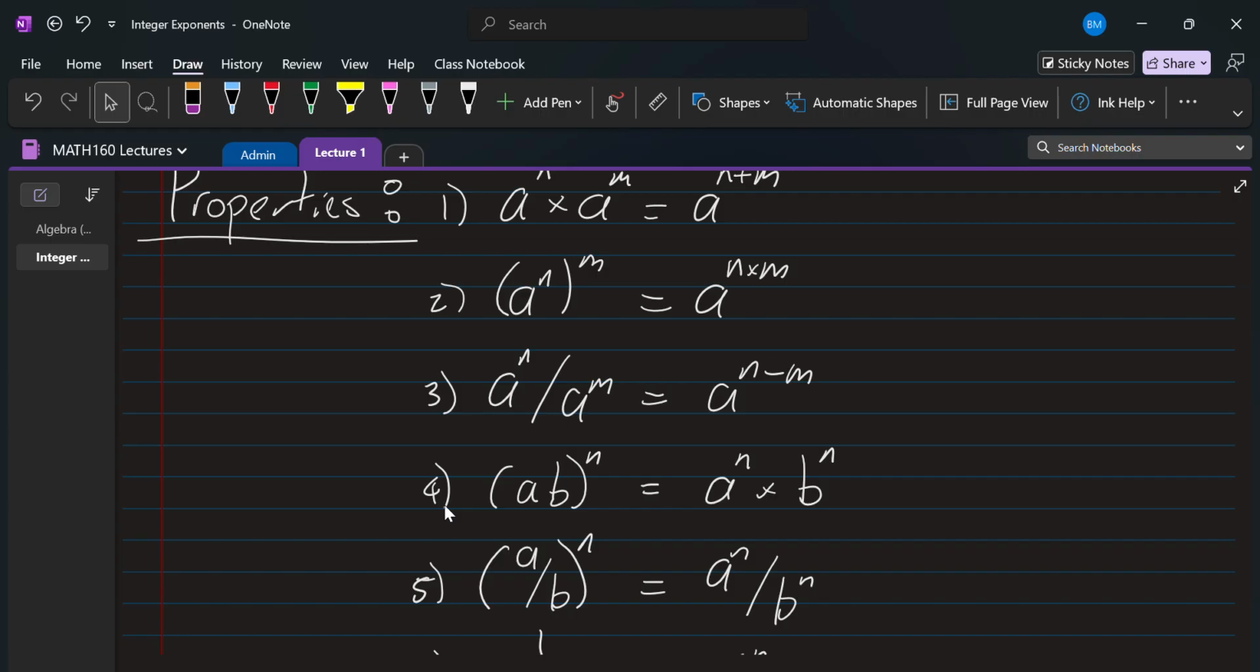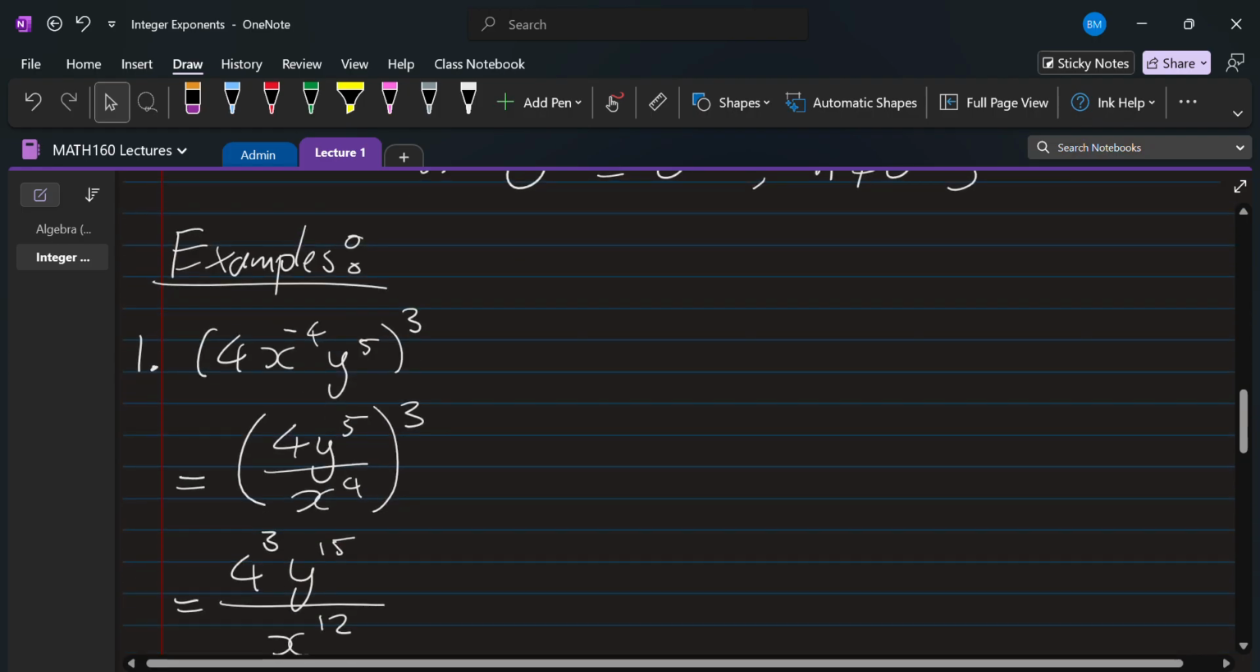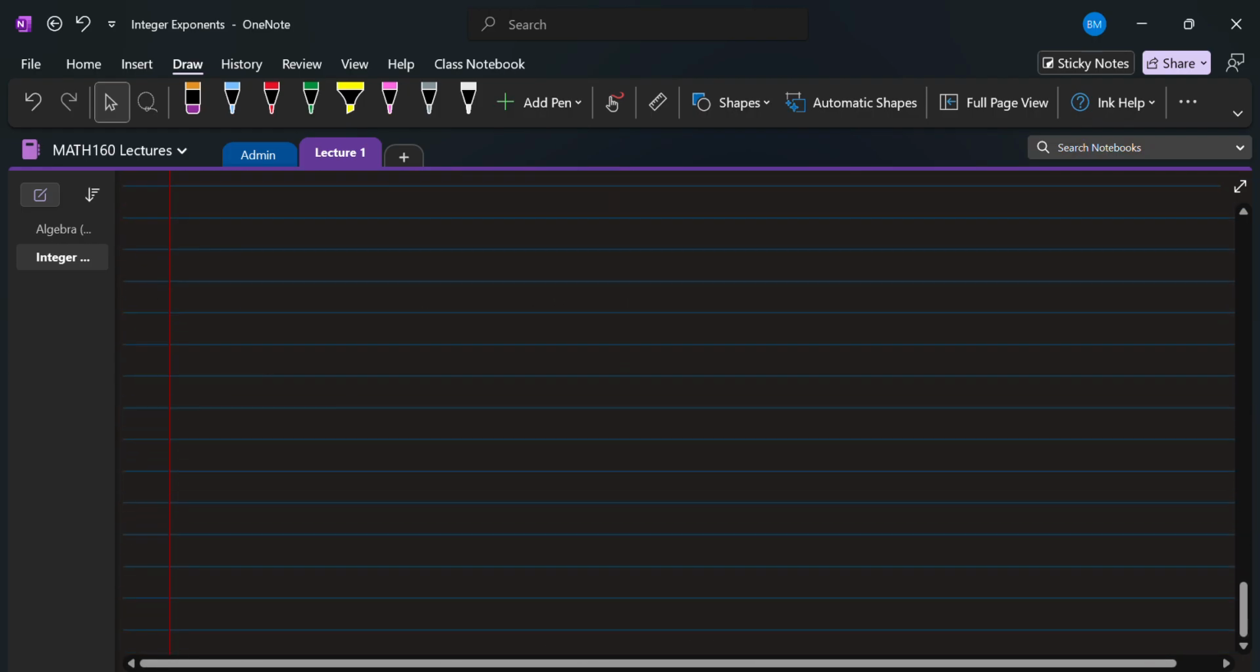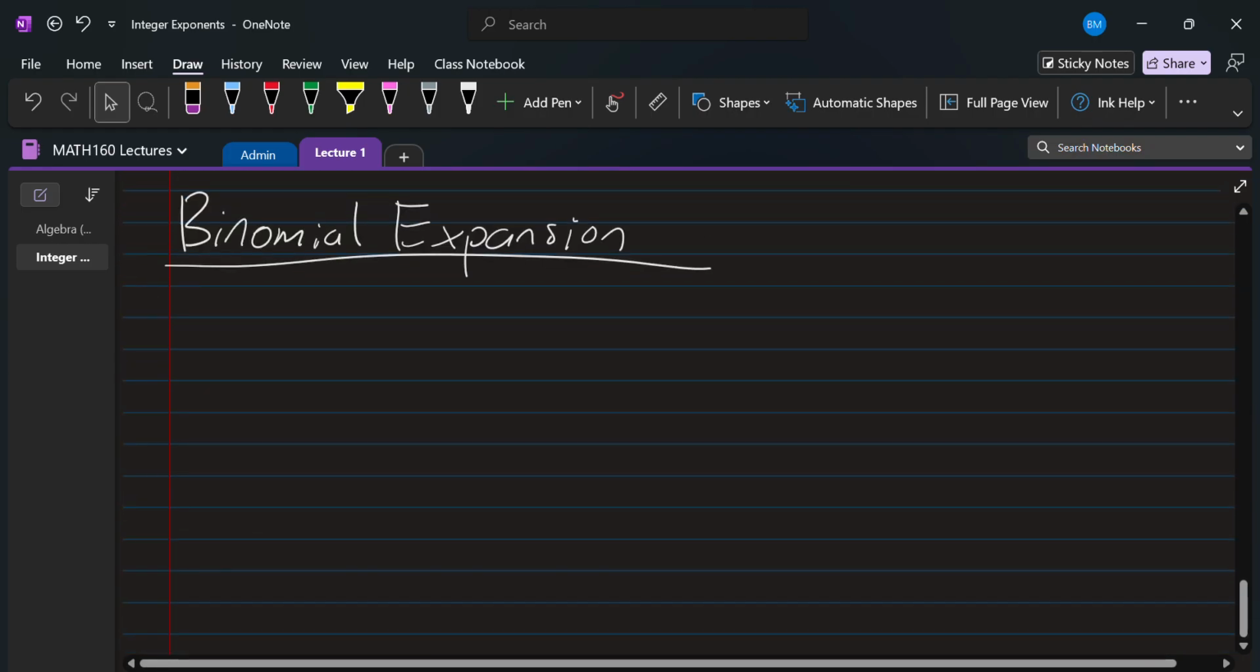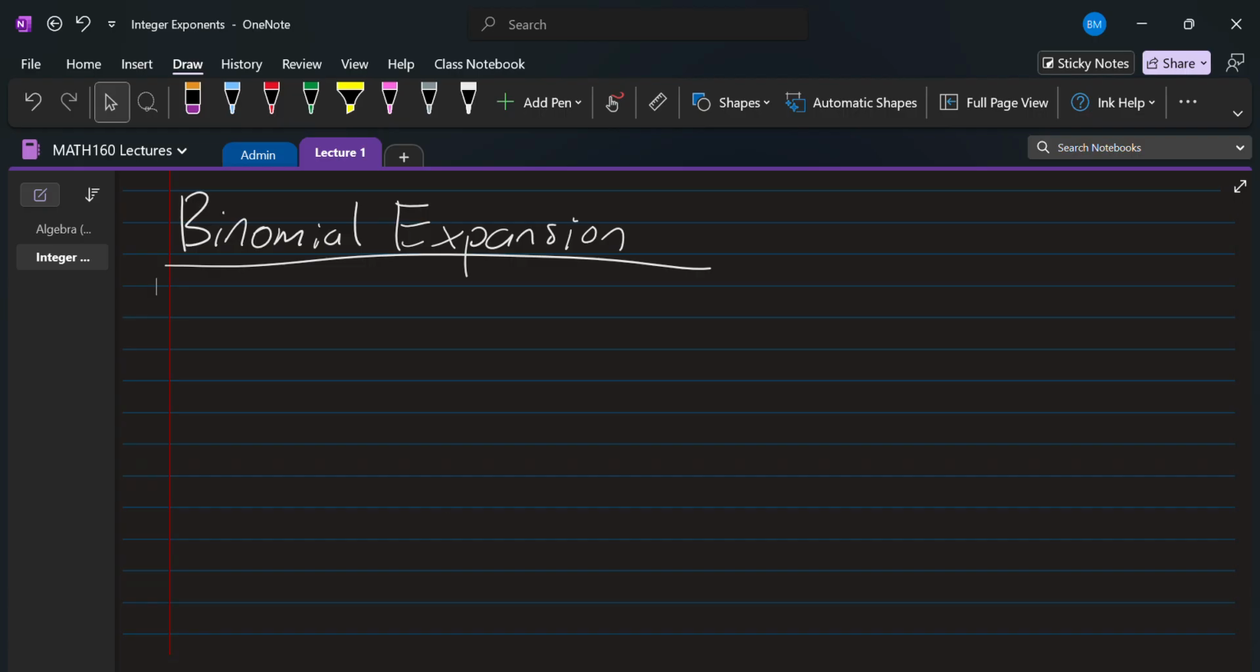Okay, so if we go back to the properties over here, number 4. We looked at the product of two things to some exponent. We looked at the quotient of two things to some exponent. But what about the sum of two things? That's not under the properties here. That is under the binomial expansion. There's a whole theorem that goes with it. We're not going to go through all of that. We're just going to see what the result is.